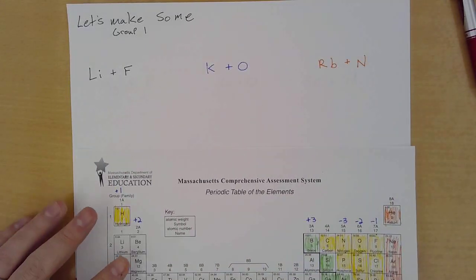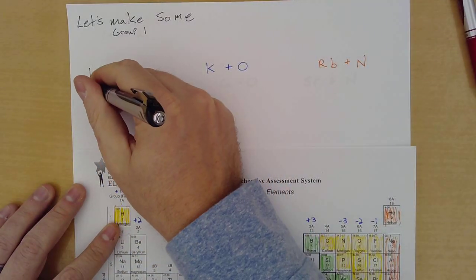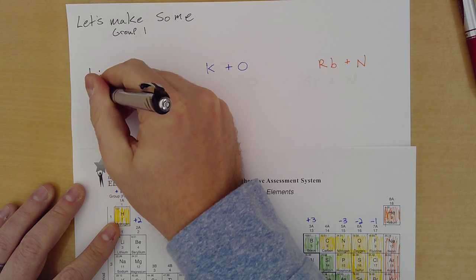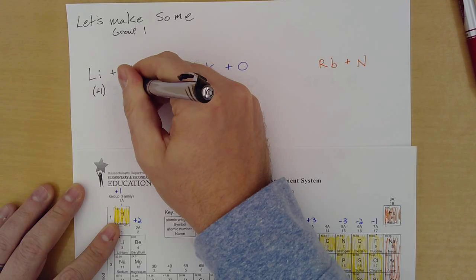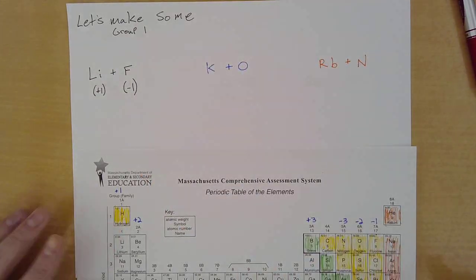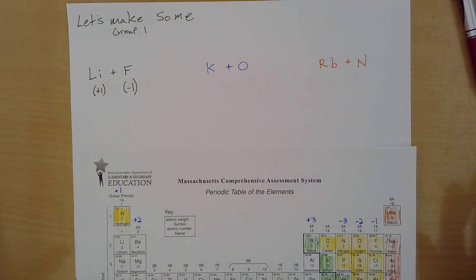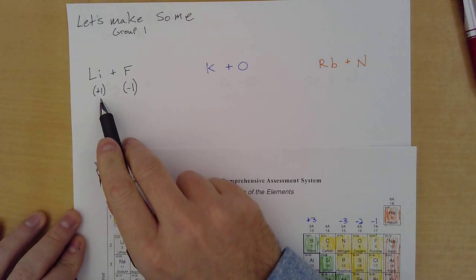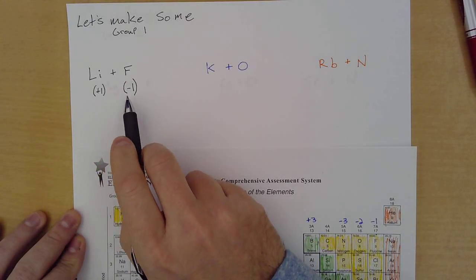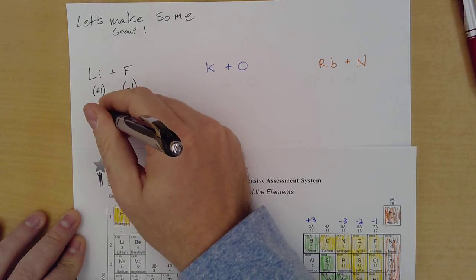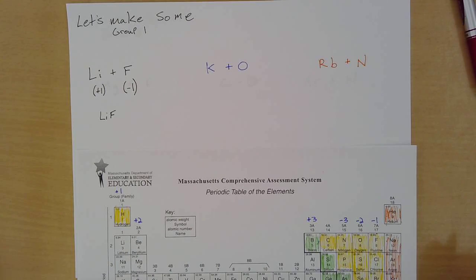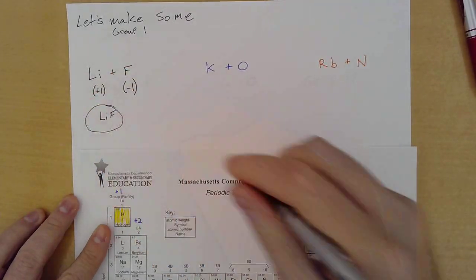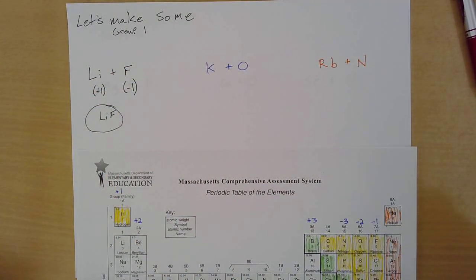Okay, so what I like to do is write them right underneath. So lithium is a +1 and fluorine is a -1. And now I just check, are they balanced? So this +1 right here matches this one. It's perfect. I can pull them down together. So I have LiF. And that's my formula for this side. Okay? Now, over here for K and O.